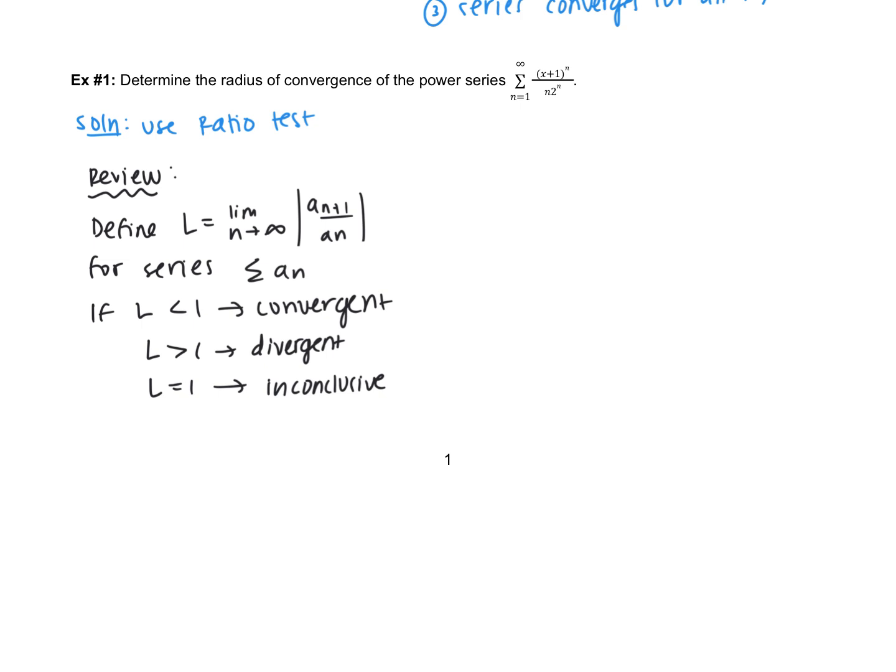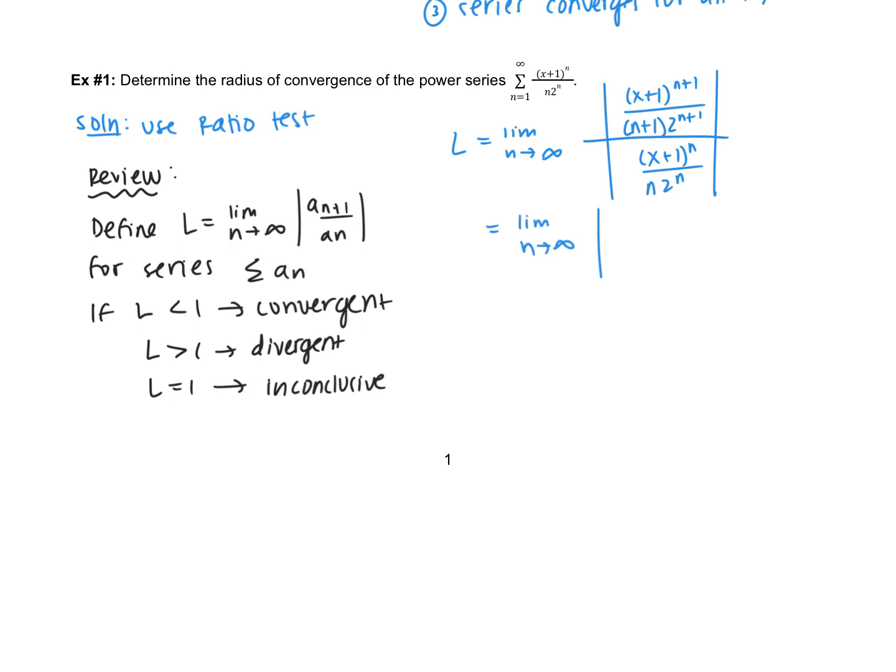Okay, so looking at our example, L is going to be the limit as n approaches infinity. In the numerator, I'm going to have (x plus 1) to the power n plus 1 over (n plus 1) times 2 to the n plus 1. And then I'm going to have (x plus 1) to the n over n times 2 to the n, and it's the absolute value of all of that. So this is what I'm going to simplify.